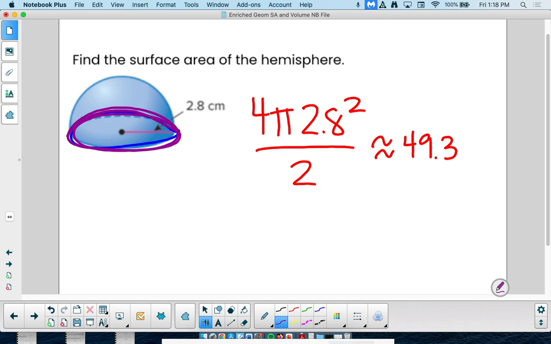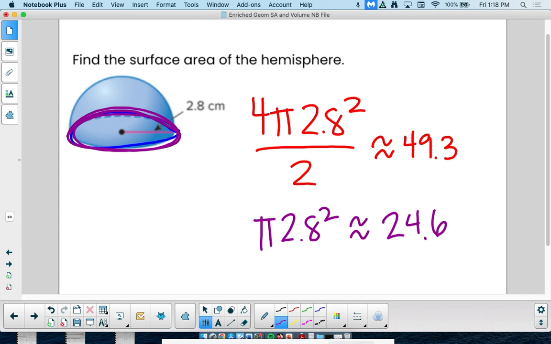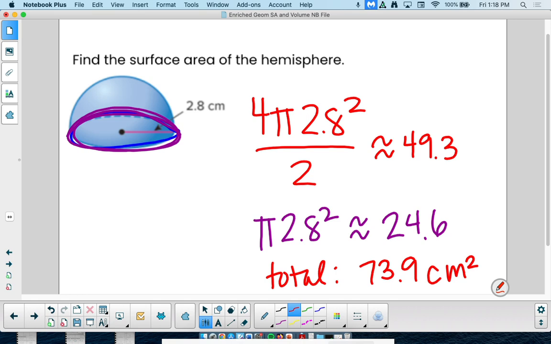So how are we going to find that? Just find the area of a circle. Pi r squared. What's that approximately? 24.6. So now if we add those two together, approximately 73.9. So you could break it apart like that if that's easier for you to remember.